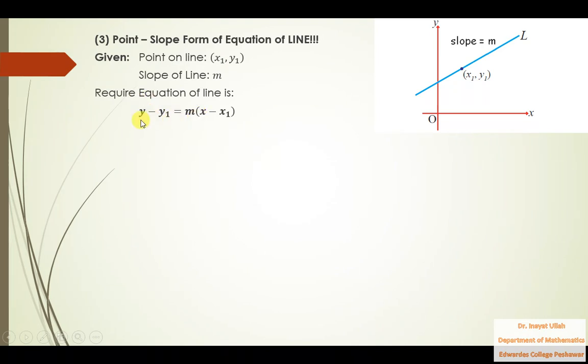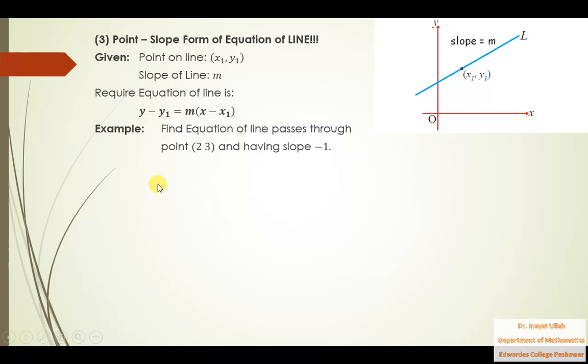So that will be the required equation of line whenever you are given a point on a line and the slope of that line. So that is again a very simple formula. You just need to memorize this formula. How could we use this formula? Let us take an example.